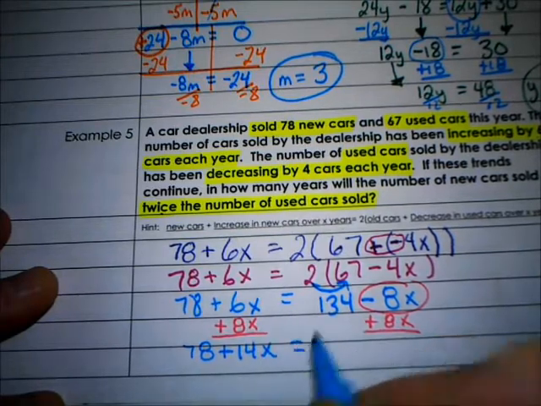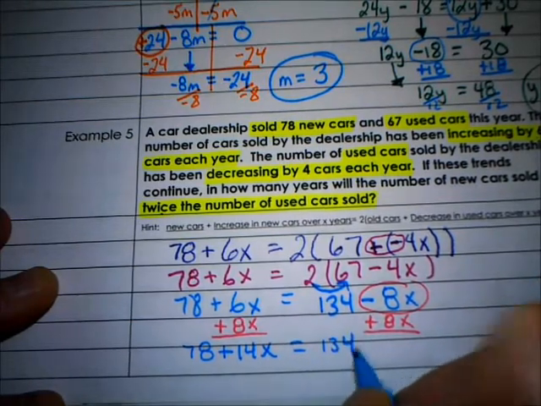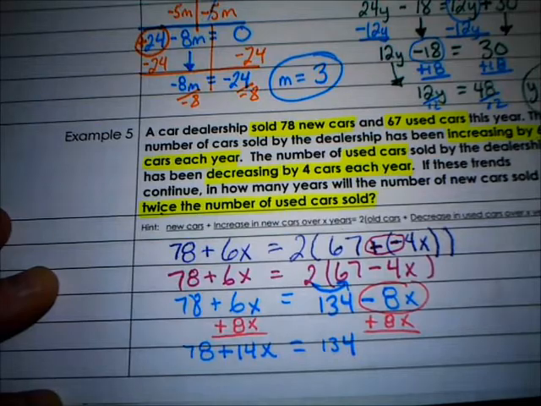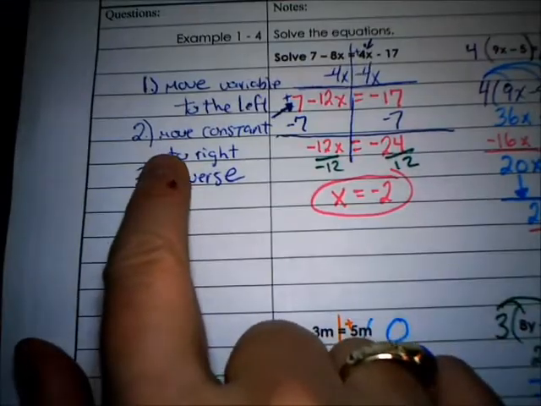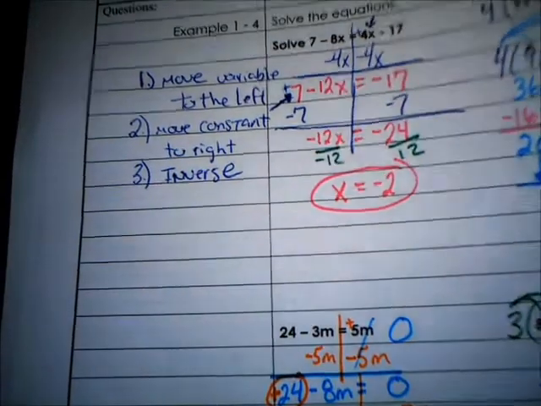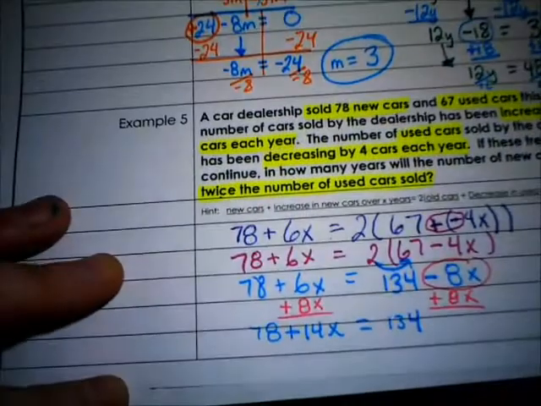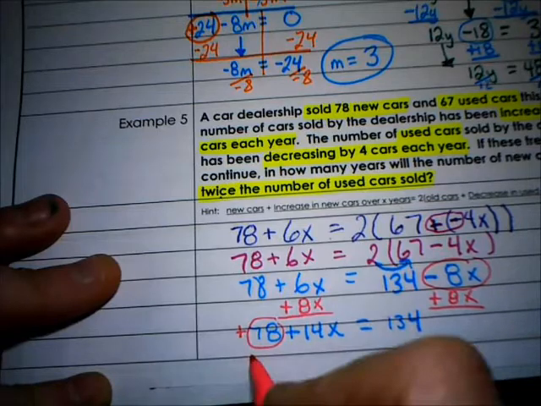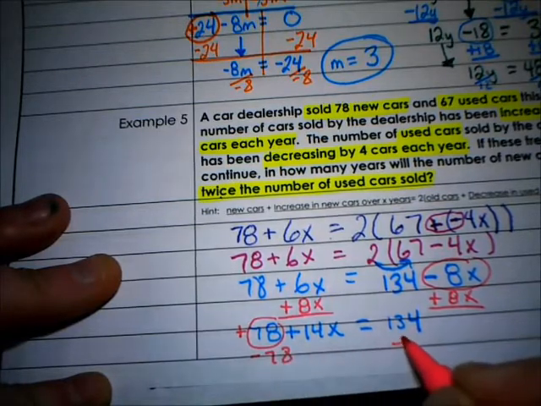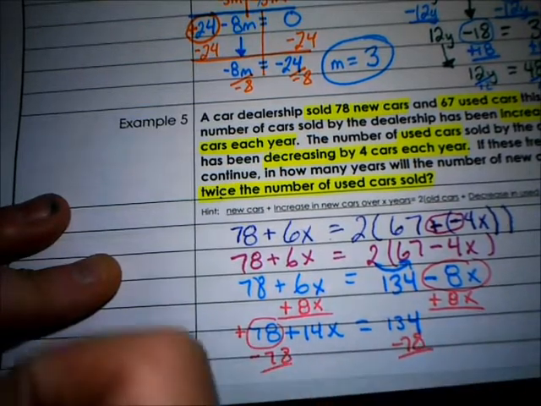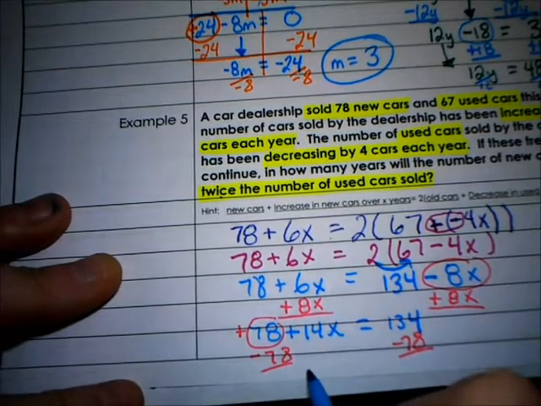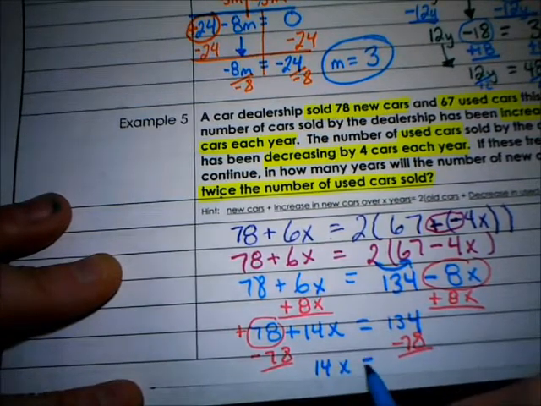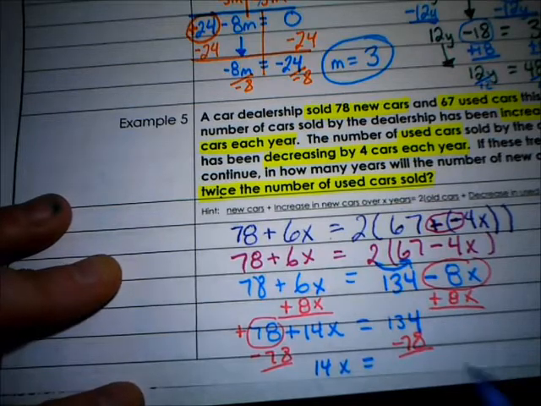Second step, move constants to the right. My constant is the 78. It's a positive, so when I move it, it becomes negative. That gives me 14x equals, and then 134 minus 78 is 56. Okay, so I'm going to bring that over here. I'm out of space. So I have 14x equals 56.